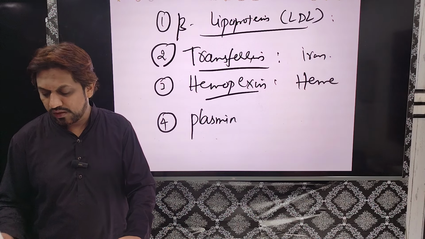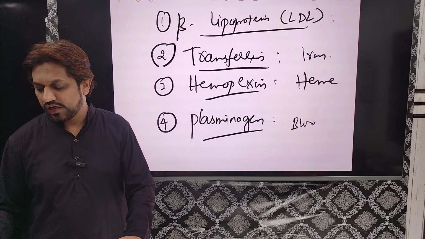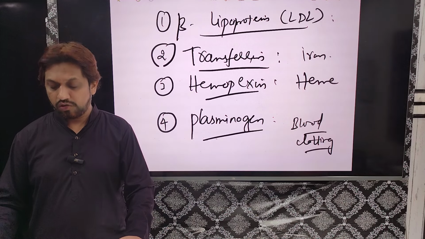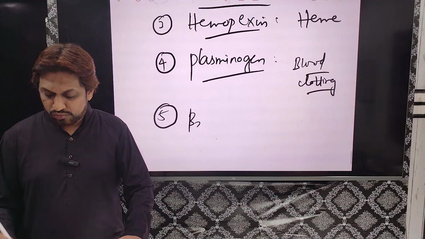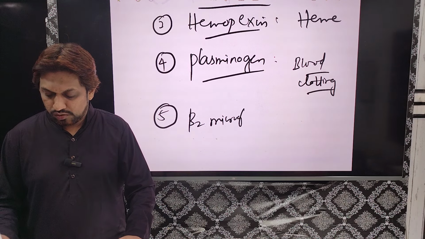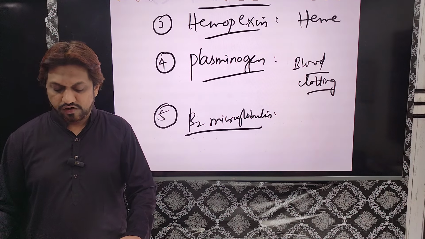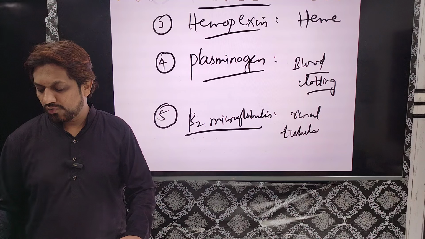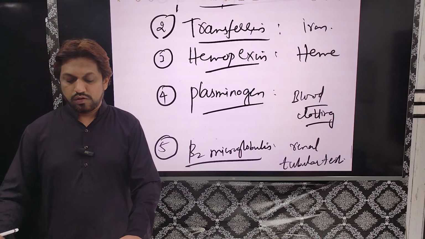Again, it will help in blood clotting. The blood clotting mechanism we'll discuss later. For now, remember, plasminogen is related to the blood clotting mechanisms. Then finally beta 2 microglobulin, which is used for the renal function test, especially the renal tubular test. So these are the beta globulins.